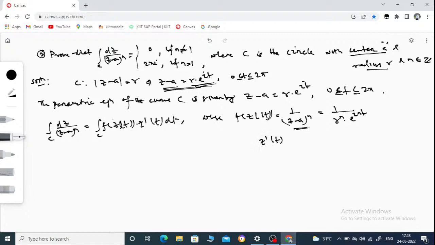Then what will be your z dash t? If z is this one, what will be its derivative? This will be only r e to the power it into I. So this will be your z dash t. And here t varies from 0 to 2 pi. Okay, so I will put here t varies from 0 to 2 pi, and f of z of t is 1 by r to the power n e to the power I n t, and z dash t is I r e to the power I t, then dt.